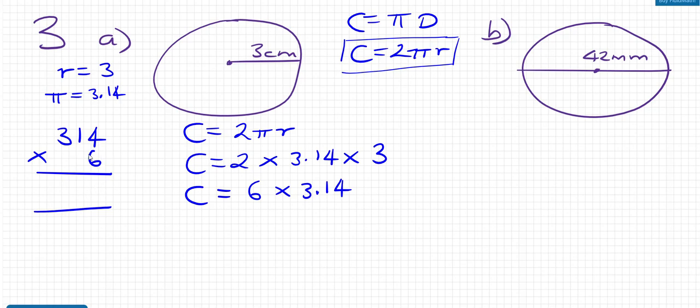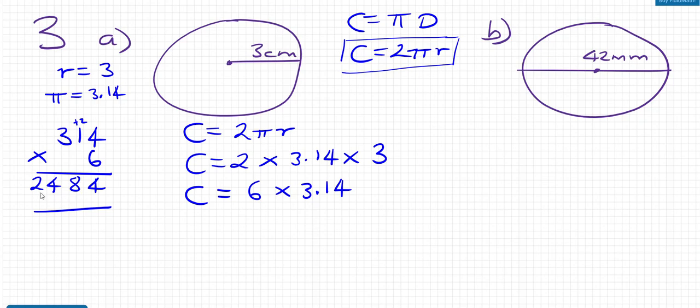Now multiply this out. 6 times 4 is 24. Put the 4 down and add the 2. 6 times 1 is 6 plus 2 is 8. 6 times 3 is 24. So far I've got 2,484.